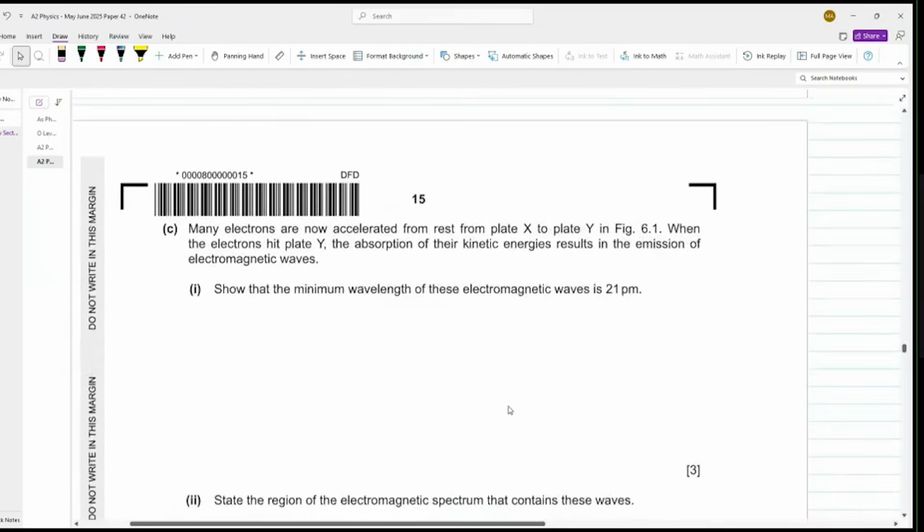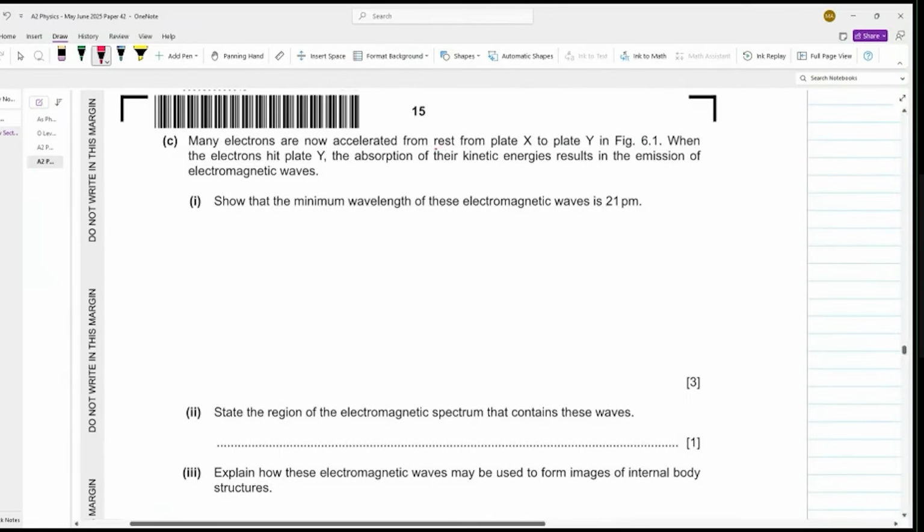Many electrons are now accelerated from rest from plate X to plate Y in figure 6.1. When the electrons hit plate Y, the absorption of their kinetic energy results in the emission of electromagnetic waves. Show that the minimum wavelength of these electrons is 21 picometer. So what is happening is that the electrons are absorbed and their kinetic energy results in the emission of electromagnetic waves. So what we can say is electric potential energy.